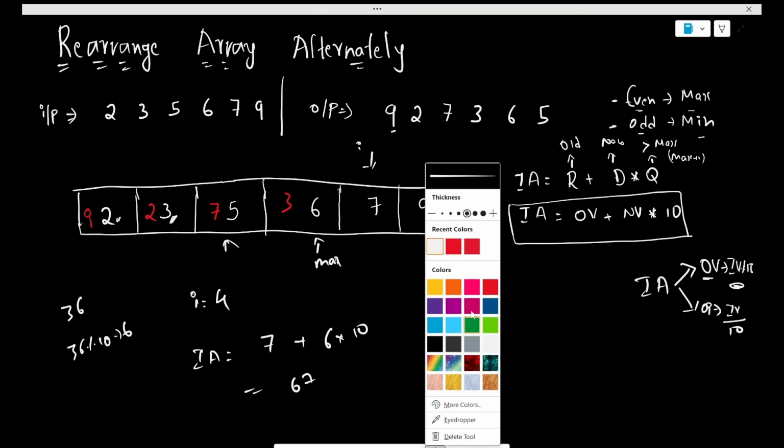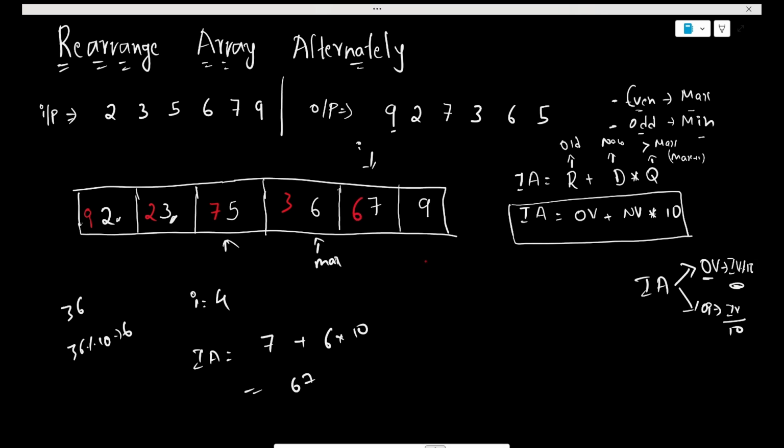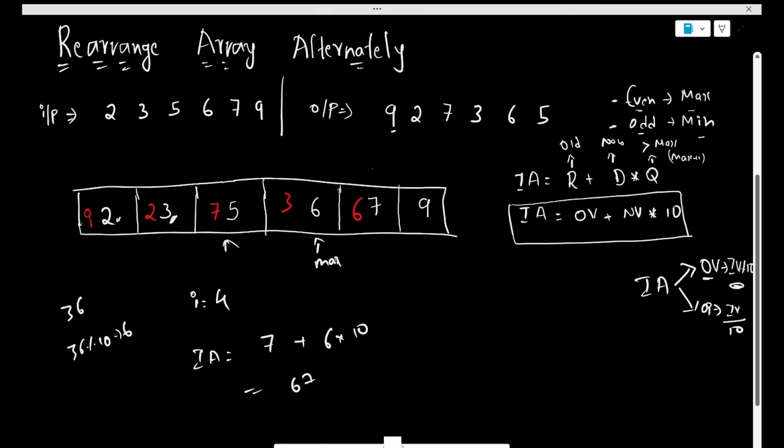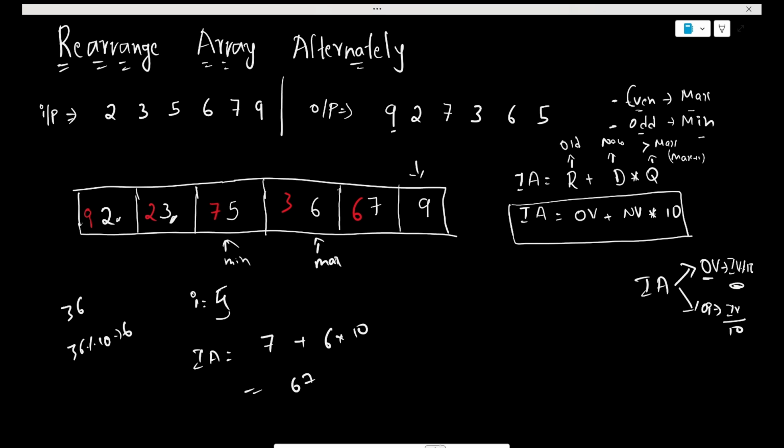So update I with 67, and after that I is incremented, and I value becomes 5, and now here max is used, so max updates and max comes here. That's it. And after that calculate the intermediate value.